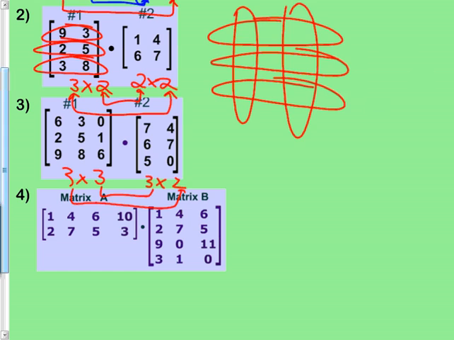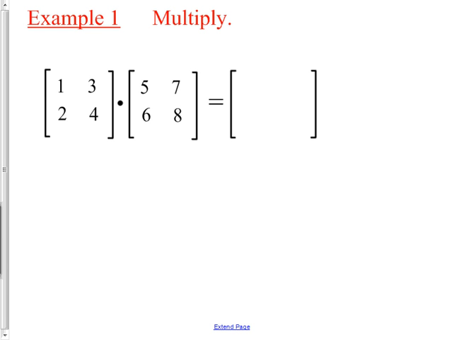All right. So, let's do one. Do you think this one will work? Well, it's a 2 by 2, and a 2 by 2, and it's always rows by columns. And then these match up, and so the answer is a 2 by 2. So good, it's got an answer. But what is it actually?